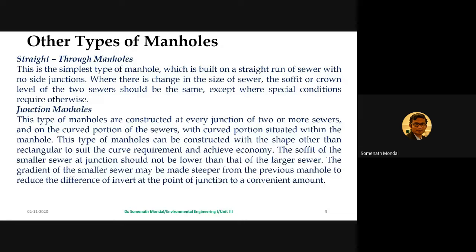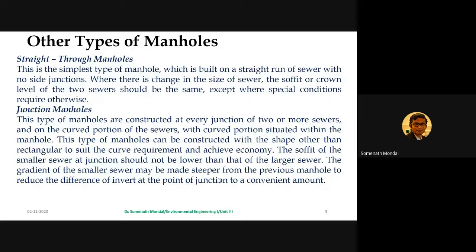Next is junction manholes. So in this case, these types of manholes are constructed at every junction of two or more sewers and on the curved portion of the sewers. So their purpose is just to connect. That is why we say junction. So two or more sewer pipes converge into one junction manhole, and this type of manhole can be constructed with a shape other than rectangular to suit the curvy requirement and to achieve economy.